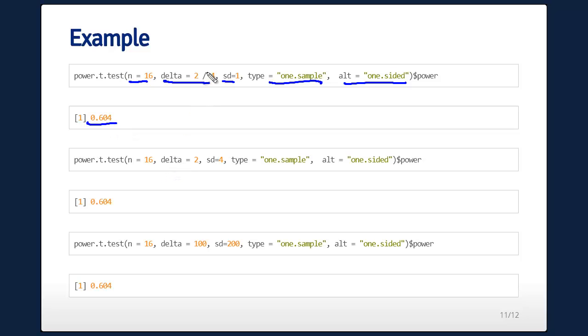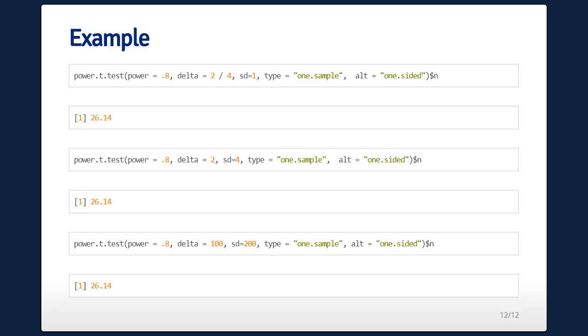I want to point out how this thing only depends on mu a minus mu naught over sigma, in that if I were to take this 4 and move it over to the standard deviation, then mu naught minus mu a, which in this case we said was 2/4, specified with a 2 here and a 4 there, we get the same answer, 60%. And it doesn't matter the scale, right? 100 and 200 is still 0.5 when you divide the two, and you still get 60%.